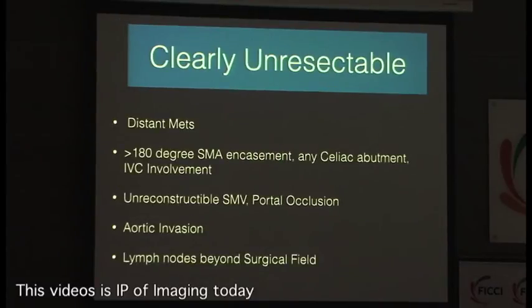Then come the tumors which are clearly unresectable. Distant metastasis, very good. You know that. More than 180 degree SMA encasement. Any celiac abutment, IVC involvement is clearly unresectable. Unreconstructible superior mesenteric vein or portal occlusion, and I will tell you what unreconstructible means in a while. Aortic invasion and lymph nodes beyond the surgical field, which I just showed you a little while back. So all these are clearly unresectable.